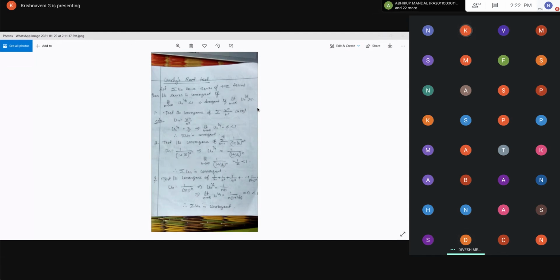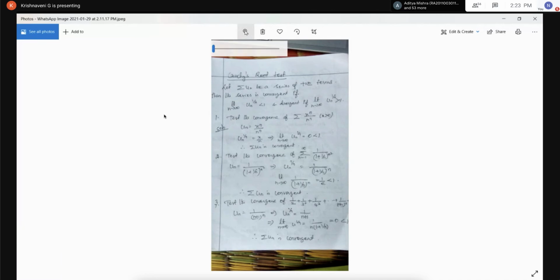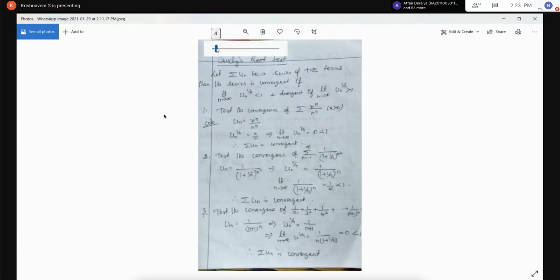Okay, no issue. I will explain. Cauchy's root test. This is the statement. Let summation un be a series of positive terms. Then the series is convergent if limit n tends to infinity un power 1 by n is less than 1, and divergent if limit n tends to infinity un power 1 by n is greater than 1. There are two possibilities, one for convergent, one for divergent: less than 1 and greater than 1. This is the statement.